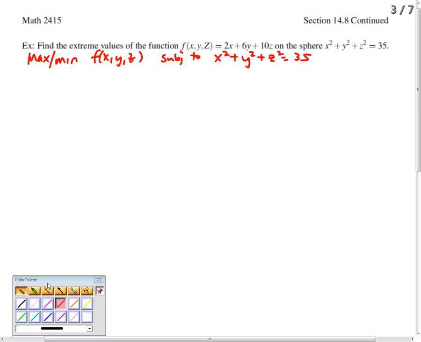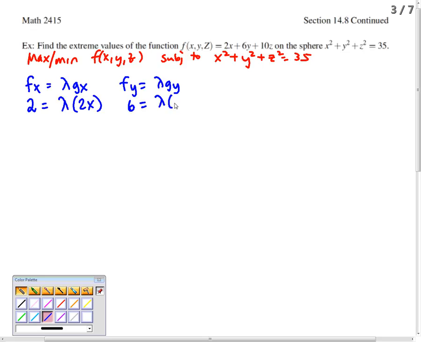But okay, so then I want my partials. F sub x equals lambda g sub x. So that is 2x equals lambda times 2x. F sub y equals lambda g sub y: 6 equals lambda 2y. F sub z equals lambda g sub z. So 10 equals lambda times 2z, and then I write this guy.